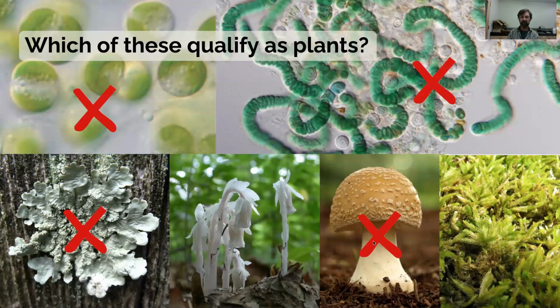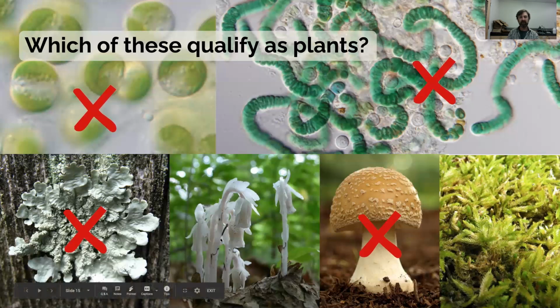Now, a couple of these are, in fact, plants. We'll start with maybe the more familiar one. Over on the bottom right is a moss. So this moss plant is a land plant. It's kind of similar to the first land plants, as we'll see. We'll take a little bit of an evolutionary approach to plant diversity in this class.